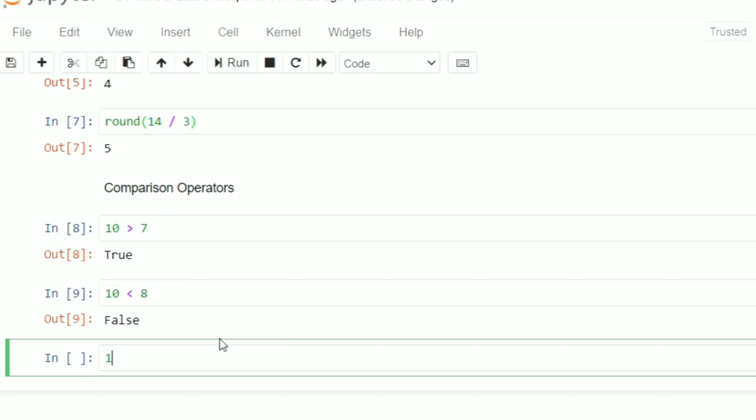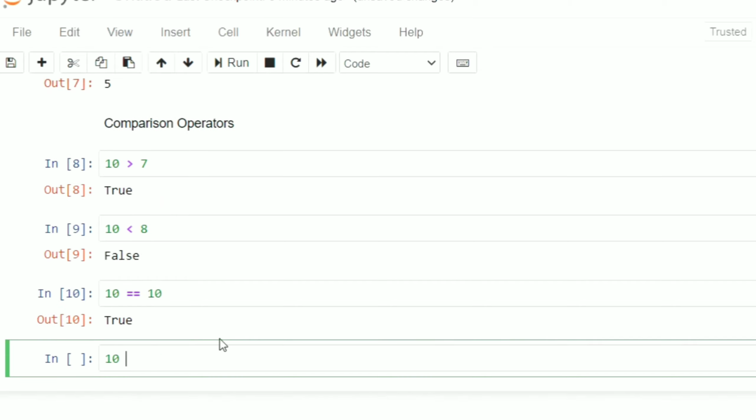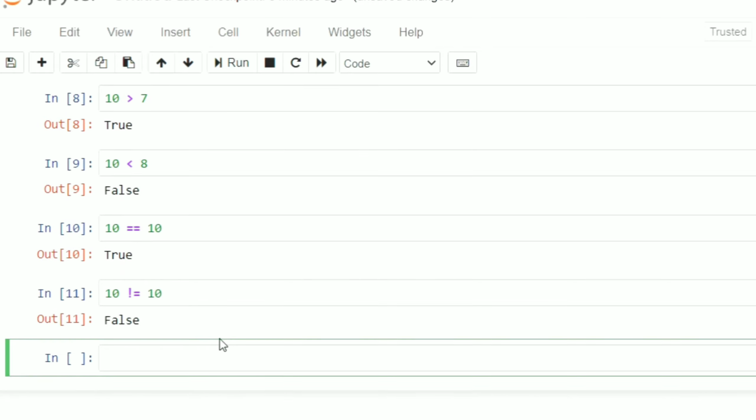Then if I am writing 10 equals to 10, the answer will be true. But if I am writing 10 not equals to 10, the answer will be false, right? So these are the comparison operators. Let me go back to the presentation.